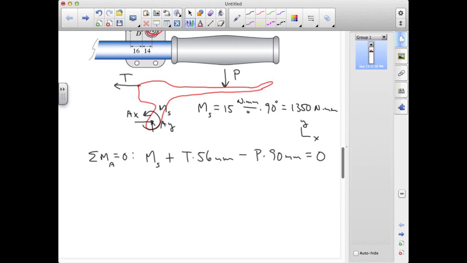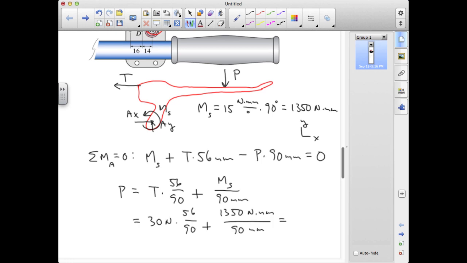And there, again, P is going to be equal to the tension T times 56 over 90 plus this restoring moment from the torsional spring divided by 90 millimeters. And the result in this case is 33.7 newtons.